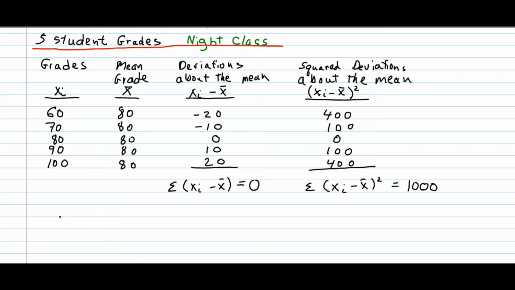And now we're ready to calculate the sample variance. The sample variance, remember, is denoted by S. If it is the population variance, we use lowercase sigma, the Greek letter sigma. But this is for a sample of 5. So the formula is the sum of the x sub i's minus x bar squared divided by n minus 1.